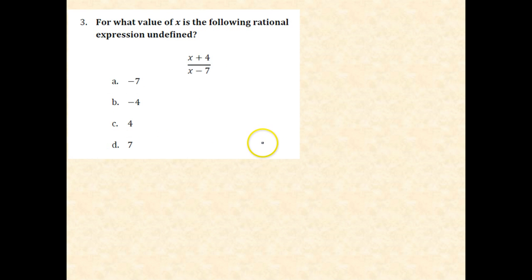For what value of x is the following rational expression undefined? Remember, undefined happens when we divide by 0. So what x value would make this divide by 0? And I think you can see that 7 minus 7 is 0. So that would make the whole value undefined. It would be dividing by 0.